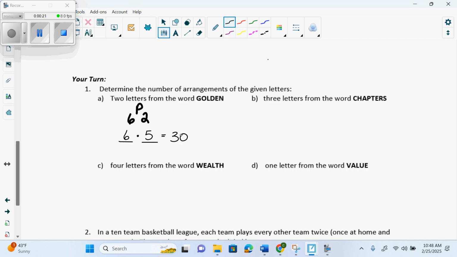And the reason why I can use 6P2 is because it's a word, permutation, order matters, and I'm not allowed to repeat letters, right? So words, you can always use the little p if you want to. 3 letters from chapters. 1, 2, 3, 4, 5, 6, 7, 8. 8P3, or 8 times 7 times 6, which is?